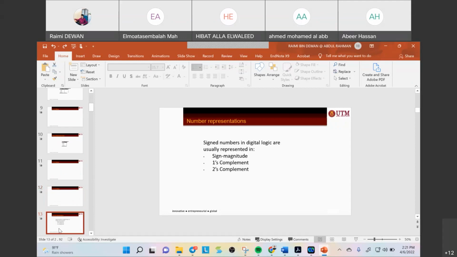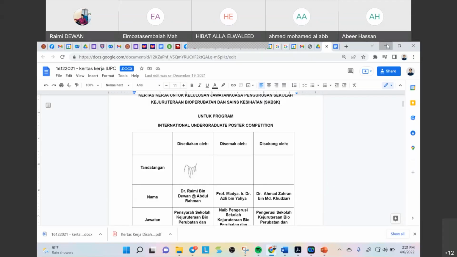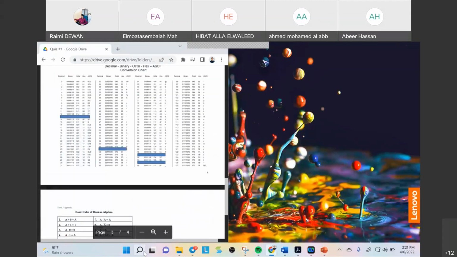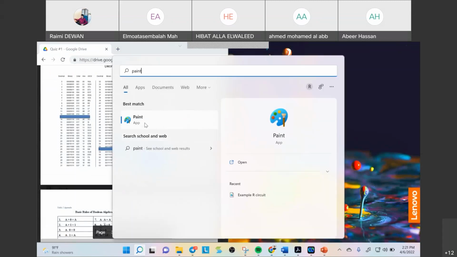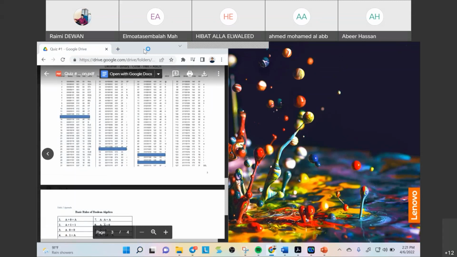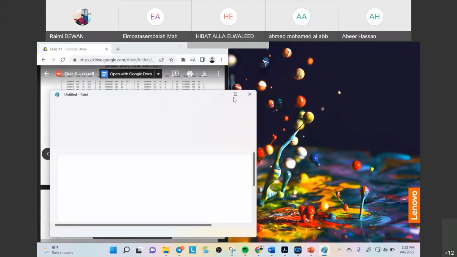Now what we will go to is the number representation: signed numbers in digital, sign magnitude, first complement, and two's complement. So close this, I don't want to use this. We will use the slide and the module. I will take some of the module to teach you, so that I think is better.